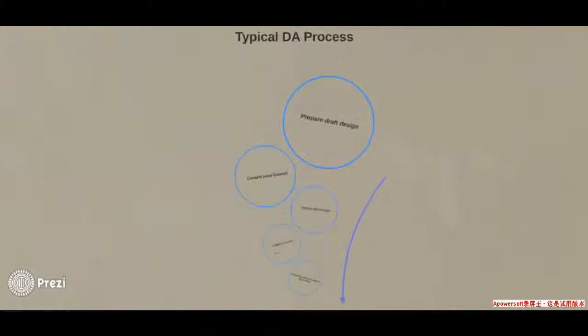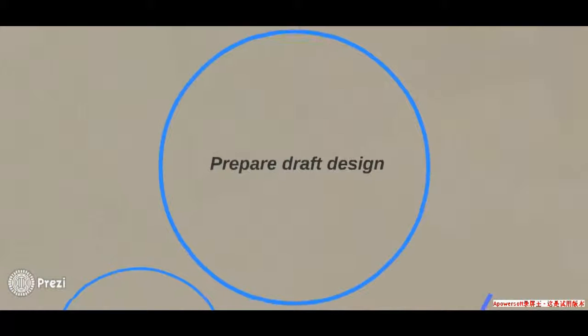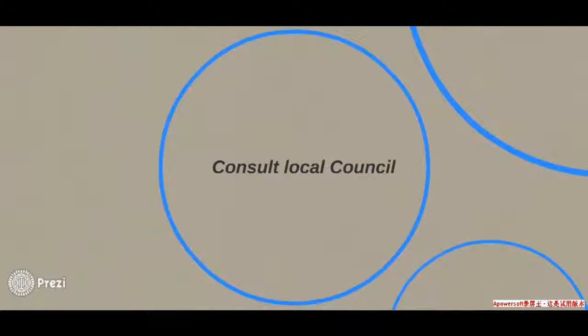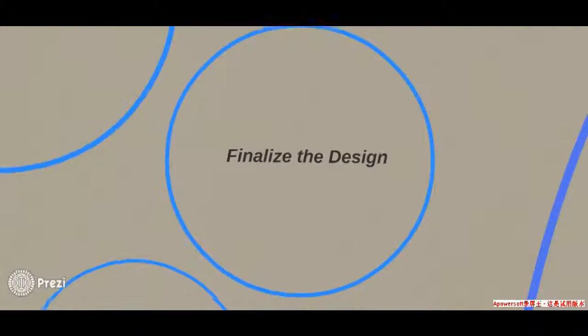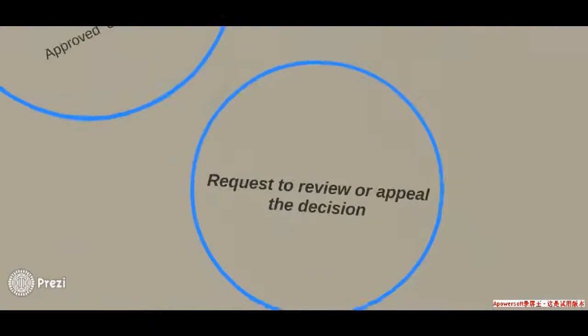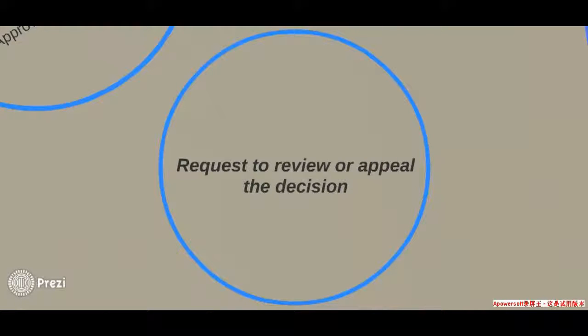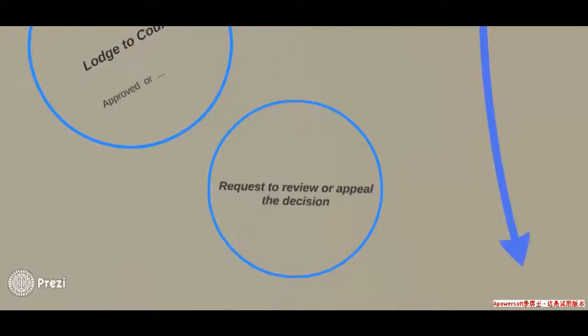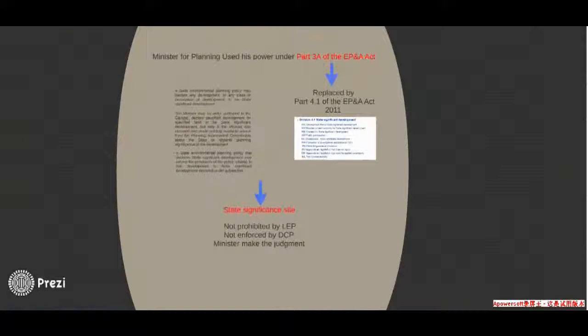For a typical DA process, the developer will normally prepare a draft design, consult the local council, finalize the design, and lodge it with council. Then the proposal will be approved or refused. The developer could request the council to review the proposal or appeal the decision in the court. In this case, the Minister for Planning used his power under Part 3A of the EP&A Act to call in this development proposal. From this stage, the site was controlled by the Minister.